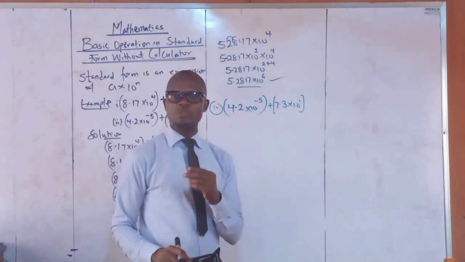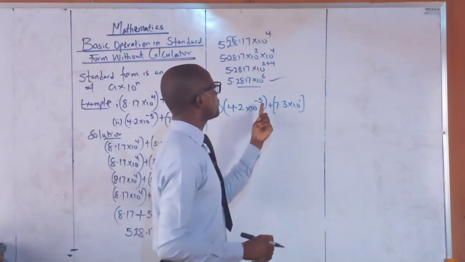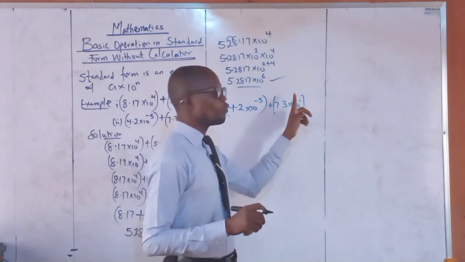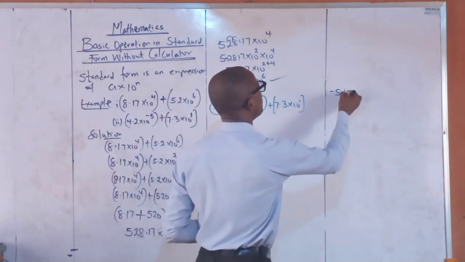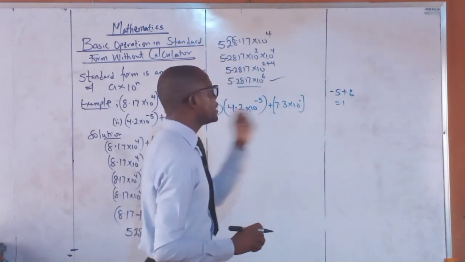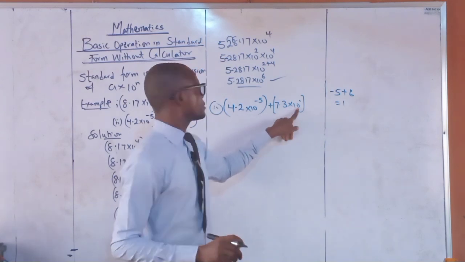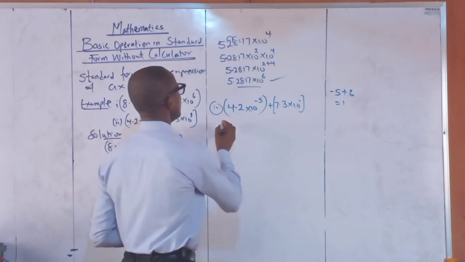Now, the first thing that will come to your mind is, if I add minus 5, what number will I add to it that will give me 1? And that should be minus 5 plus 6. It adds up to give us 1. So bring these two to replace 10 to the power of 1.